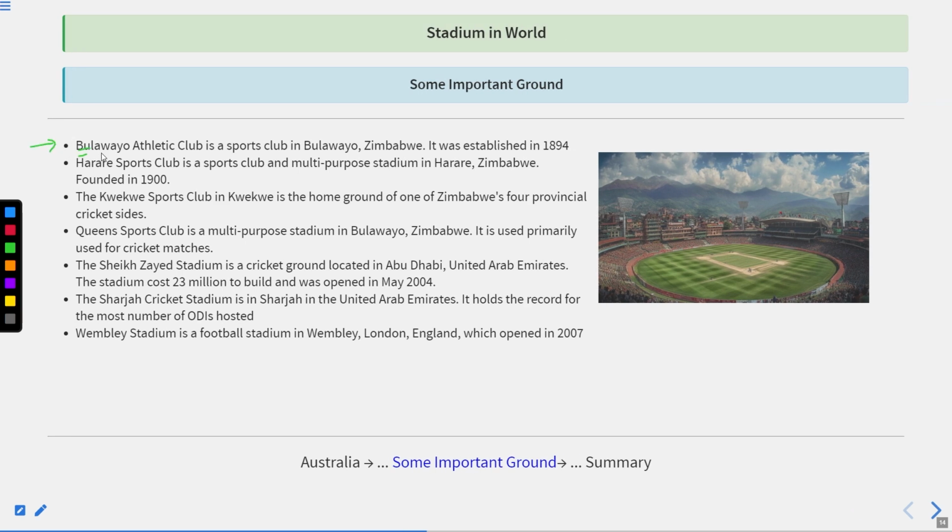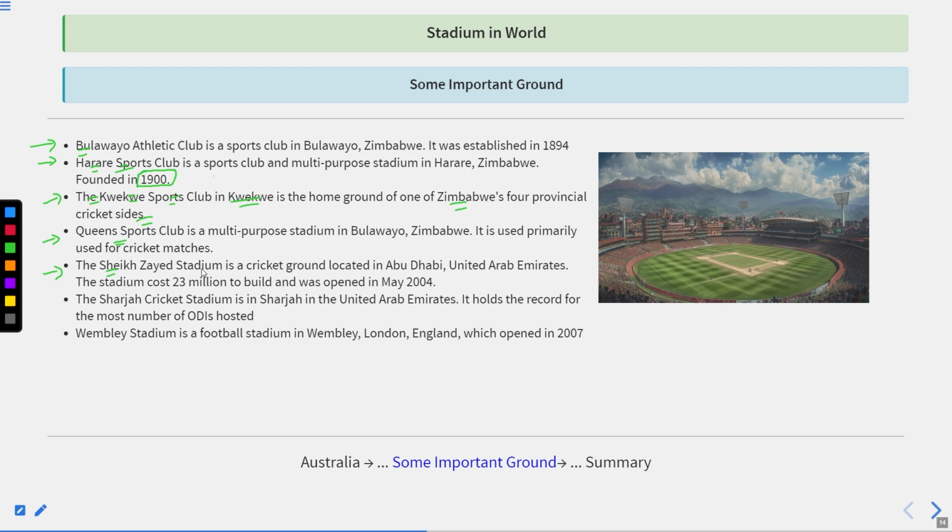Bulawayo Athletic Club, a sports club in Bulawayo, Zimbabwe, established in 1894. Harare Sports Club, a sports club and multi-purpose stadium in Harare, Zimbabwe, founded in 1900. The Kwekwe Sports Club in Kwekwe is the home ground of one of Zimbabwe's 4 provincial cricket sides. Queens Sports Club, a multi-purpose stadium in Bulawayo, Zimbabwe, used primarily for cricket matches.